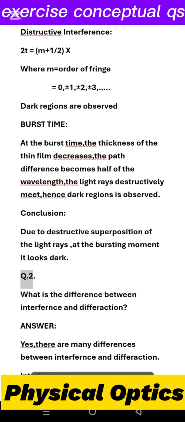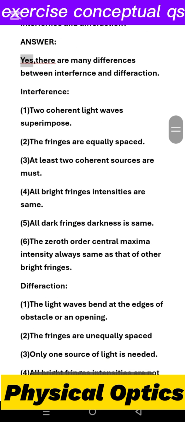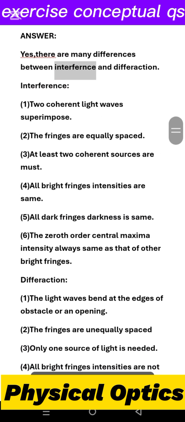2 marks. What is the difference between interference and diffraction? Answer. Yes, there are many differences between interference and diffraction. Interference. 1. Two coherent light waves superimpose.